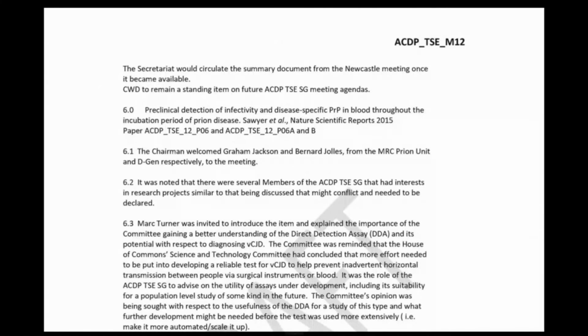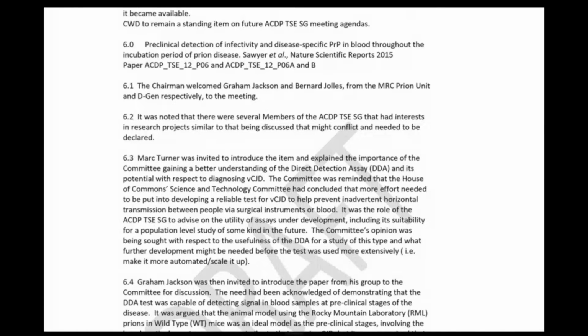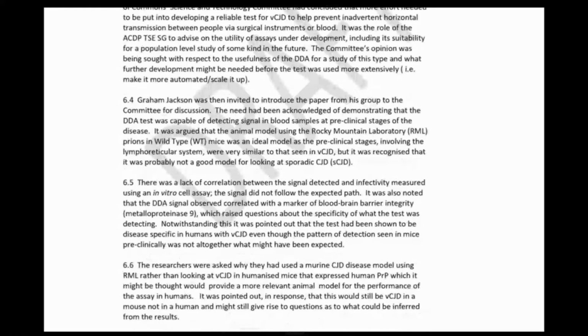And we looked at this last week, so I'm not going to take very long going through it, but just to orientate ourselves, if we look at page 8, we can see that Graham Jackson and Bernard Jollies from the MRC Prion Unit and DGen respectively, this is para 6.1, were welcomed to the meeting, and then they gave a presentation and there's a discussion about the DDA, the direct detection assay. Yes.